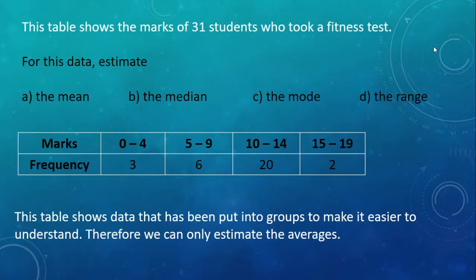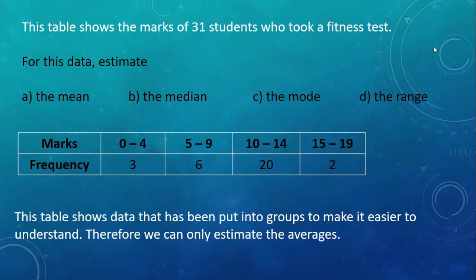In recent weeks we've already looked at finding the mean, the median, the mode and the range from discrete data, and now we're going to have a look at how we do that when we've got grouped data. I'm going to use this example to show you how it works. This table below shows the marks of 31 students who took a fitness test. The question is going to ask us to estimate the mean, the median, the mode and the range.